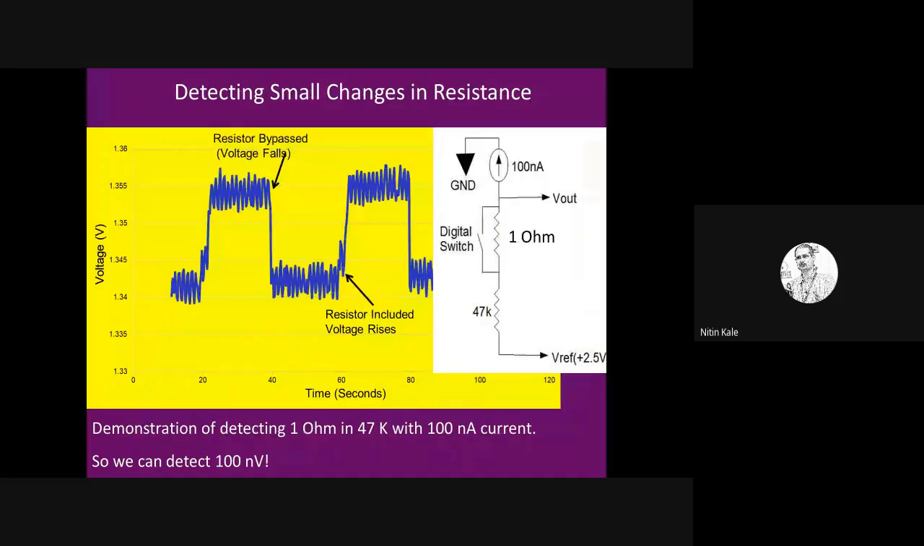The electronics is highly sensitive in the sense that you can detect a change of 1 ohm in about 47 kilo ohms with about 100 nanoamperes of current. This is to avoid self-heating in the cantilevers due to a flow of current. You can see that 100 nanoamperes is a very, very small amount of current.